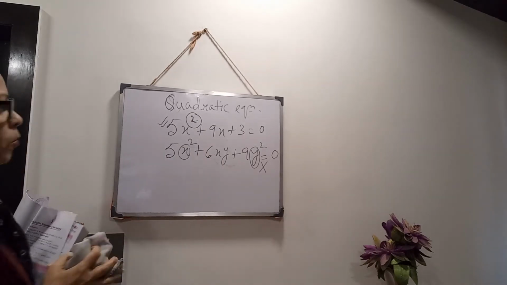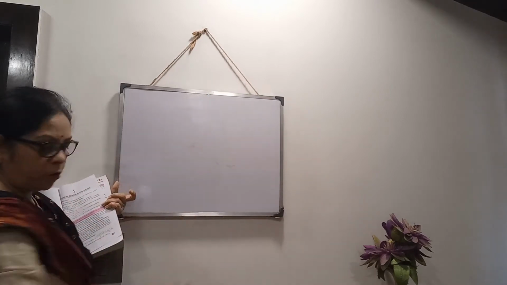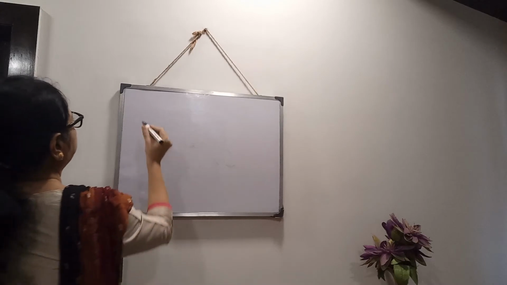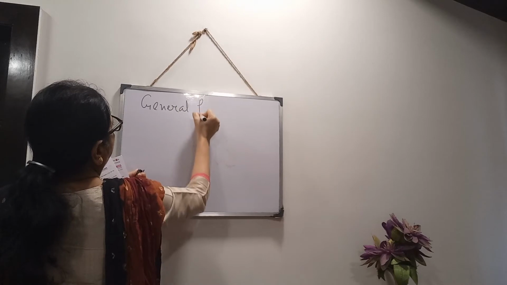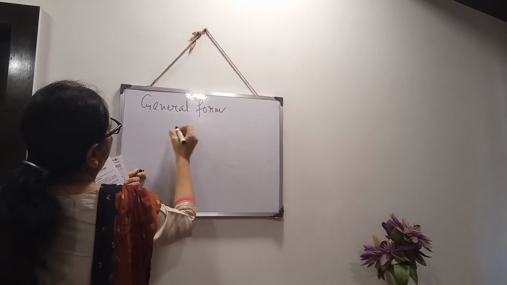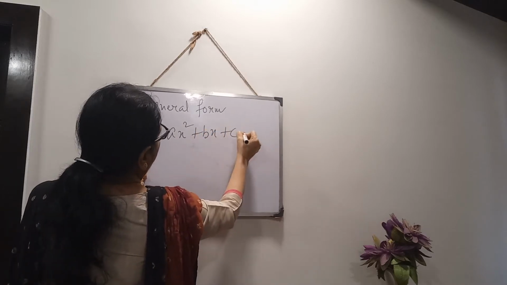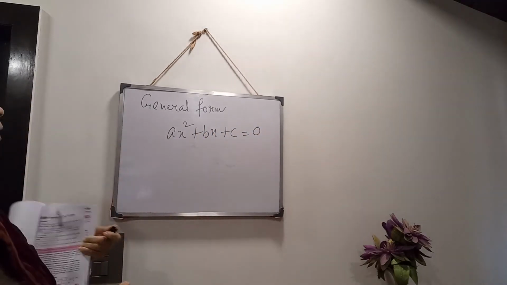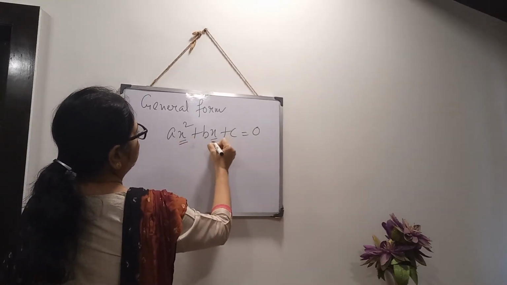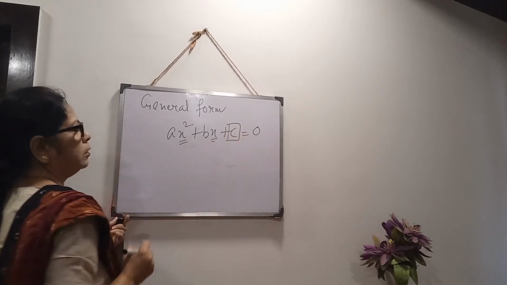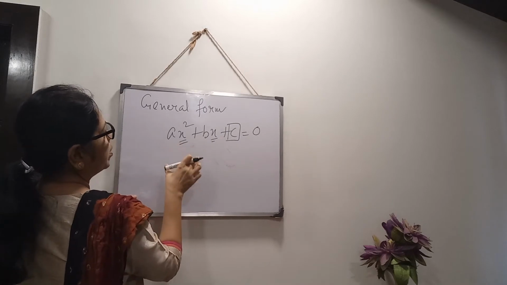Clear? Now what is the general form of the quadratic equation? General form of the quadratic equation is ax square plus bx plus c equals to 0. What are a, b, c? a is the coefficient of x square, b is the coefficient of x, and c is the constant term.